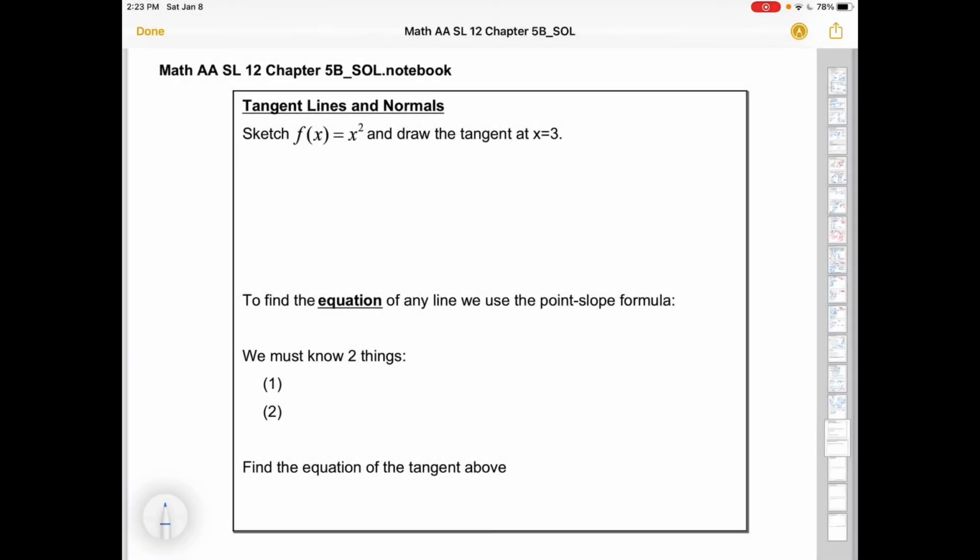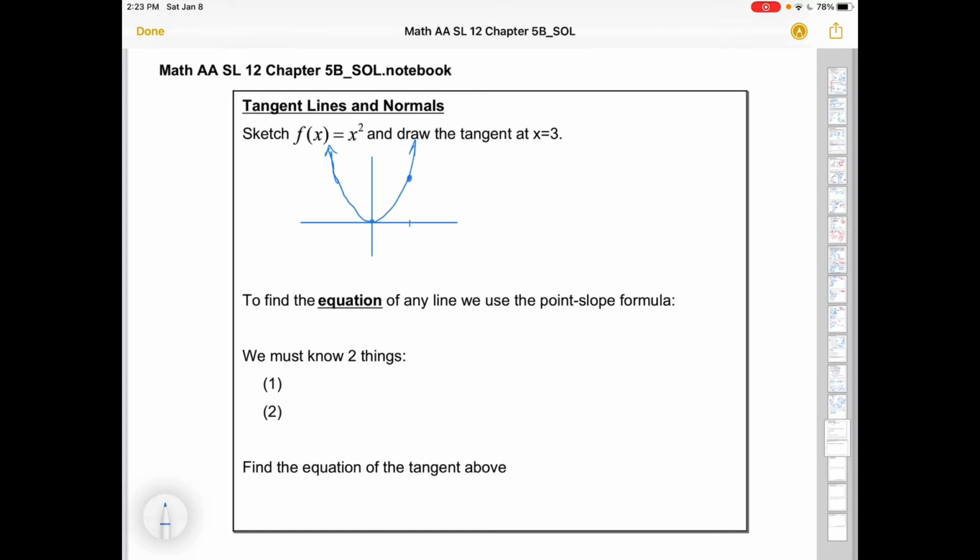Hi folks. In this video we're taking a look at tangent lines and normals. So we've talked a lot about the slope of the tangent, but we actually haven't talked a lot about finding the equation of a tangent. So here it says sketch f of x equals x squared, which is our favorite nonlinear. And we're going to draw the tangent where x equals 3.